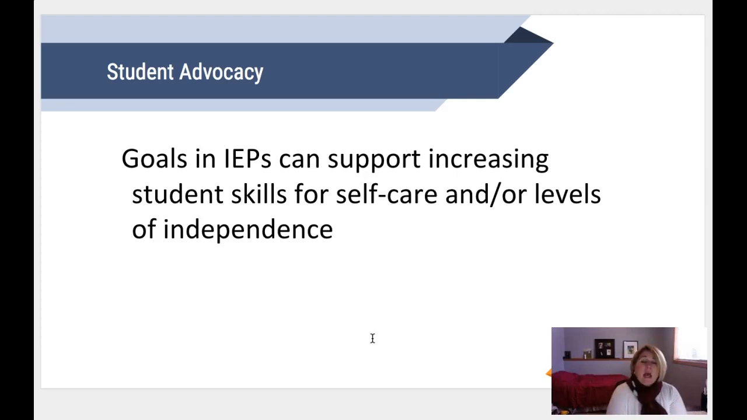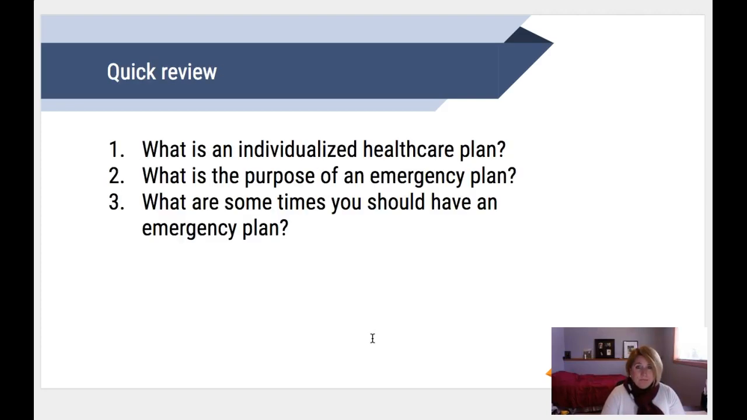Other things that can assist in supporting individuals with healthcare needs is providing goals within a plan, an educational plan, an IEP, that help increase their self-care and their level of independence. If they're an individual who perhaps is currently catheterized, you may have a goal for them that teaches them how to recognize when it's time for them to go and catheterize, and then eventually learning all the steps to be able to do it independently. Obviously, that's an important skill for that individual to be more independent as they grow. So at any time, the IEP team may be writing goals that help with their own advocacy for themselves.